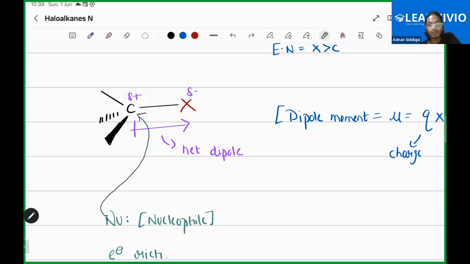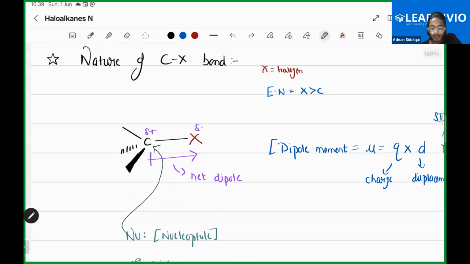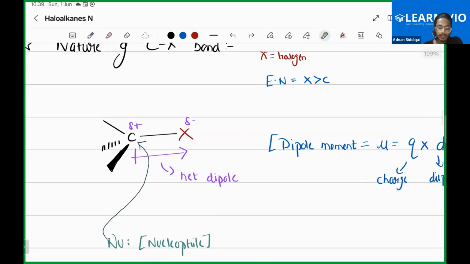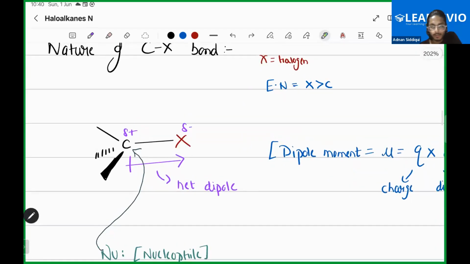Out of carbon and halogen, the halogen's electronegativity is more. Halogens are more electronegative than carbon. So what it is doing to the whole compound is, suppose ideally they have, first of all, contributed one electron each to make this bond, right? One electron from the carbon and one electron from the halogen, so that they can make the bond.